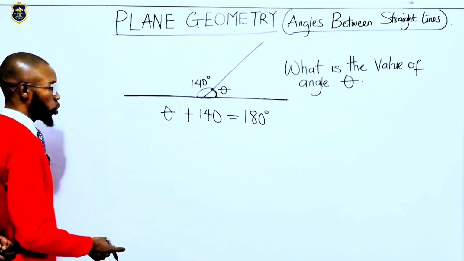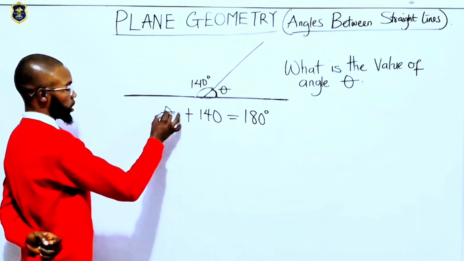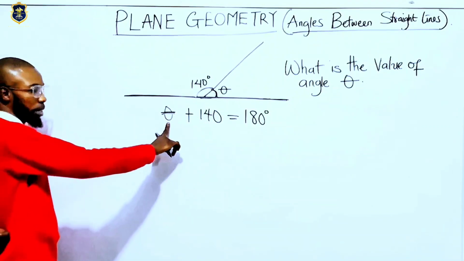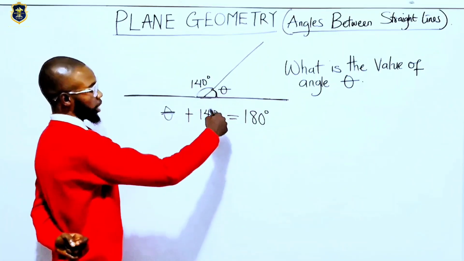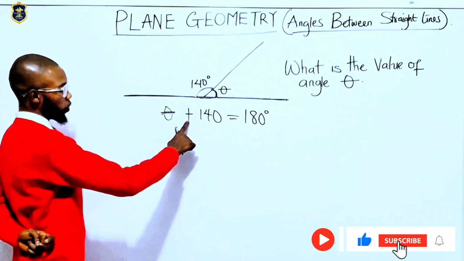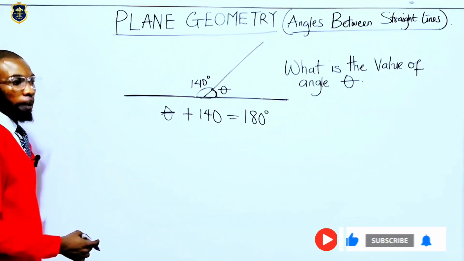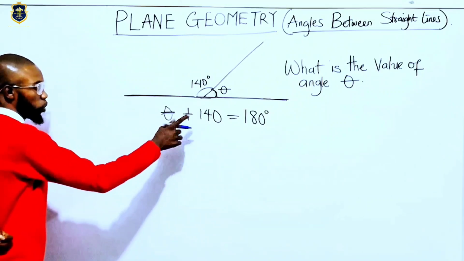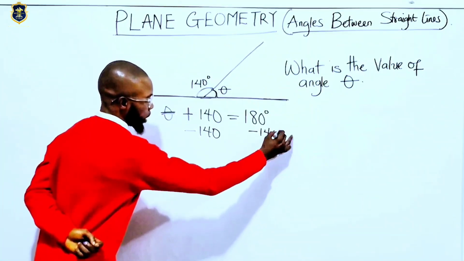Having done this, what do we do? We can't add these two now. They can't add, right? We know that this is basically an alphabet, an unknown, and this is a number, an integer. So what do we do? We collect like terms by moving this one out. The easiest way of doing it is knowing that this is plus 140 degrees. We introduce the minus sign. If this is plus, we introduce a minus 140 and minus 140 here.